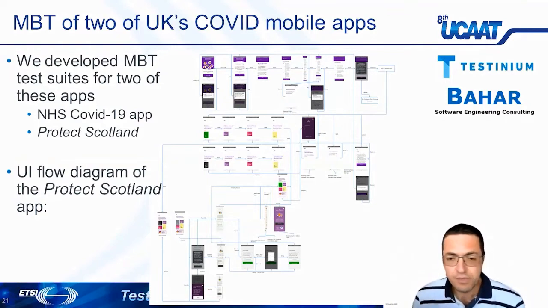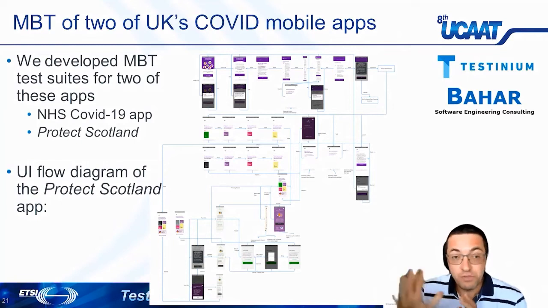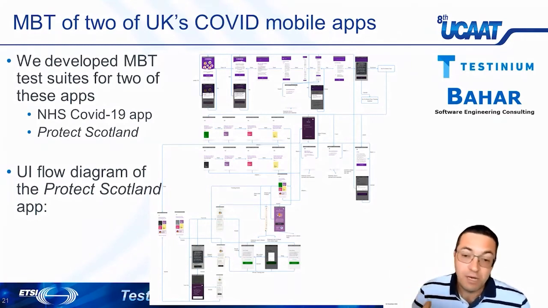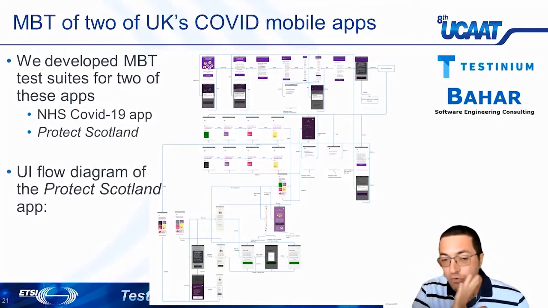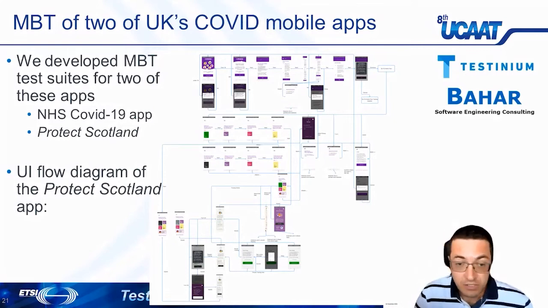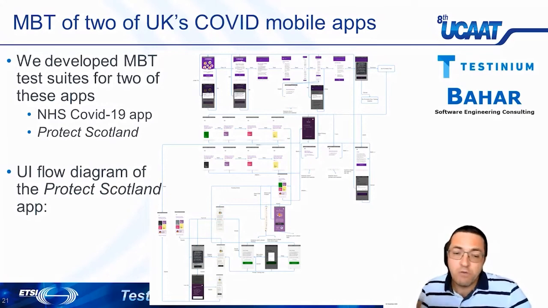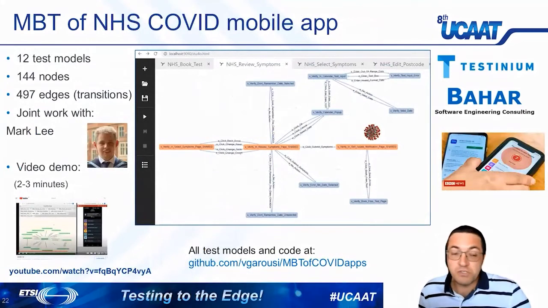I'm sure some of you know how these apps work and what they are supposed to do. They trace contacts, and if somebody is positive, they notify them, and tell them how many days they have to quarantine, etc. So everything is in this UI. Each of these is one app screen and the transitions between them. We essentially reverse engineered this from the actual apps. With one of my undergraduate students who was about to graduate, Mark Lee, who did a great job, together we designed and developed these test models.